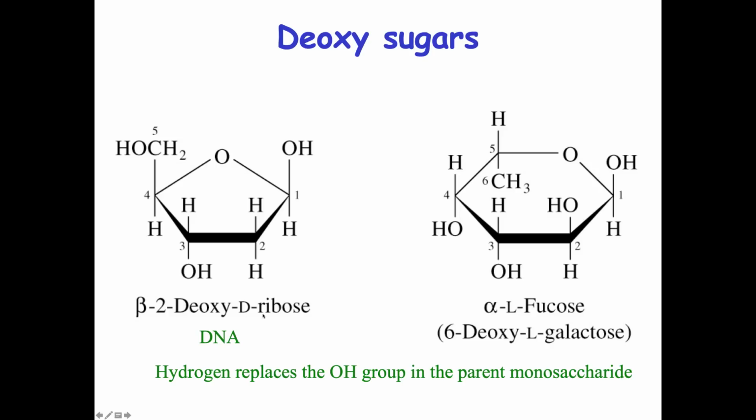So again, this is the predominant sugar in DNA, and fucose is interesting. It is a component of lots of glycans and glycolipids that are made in mammalian cells, and it is one of the few L sugars that are found in nature. So most of the sugars that we see are D forms.